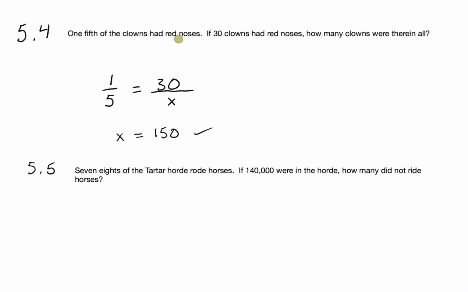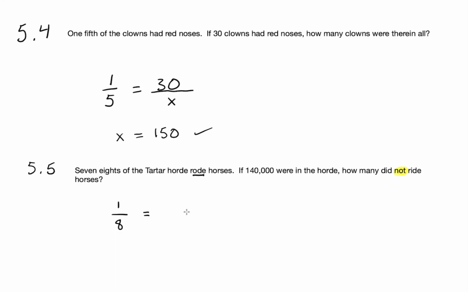Okay, first of all, know what your question is asking. It wants to know how many did not ride horses. So you want to look at this part again. If 7/8 did ride horses, we're asking how many did not ride. So if 7/8 did, then that means that 1/8 did not. Now it says if 140,000 were in the horde, we know how many we have in total, but we don't know how many did not. This is how many did not.